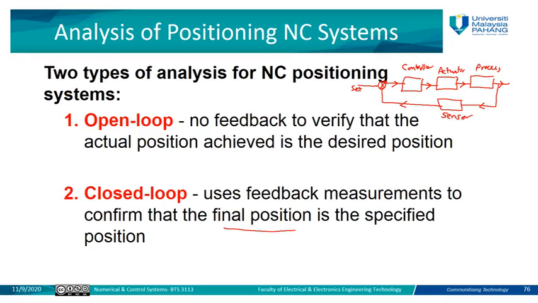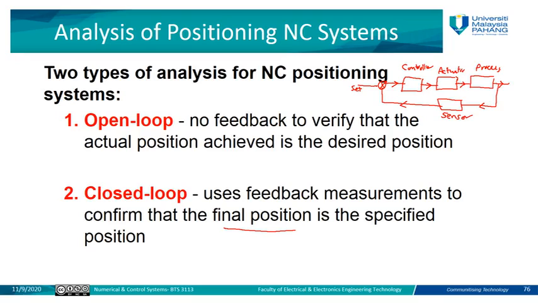So the type of the sensor here depends on what is the actual value I want to measure. In our positioning system here, the value that we want to measure is a coordinate, it is a position. So we need a sensor which can measure the position or the coordinates of the output of our system. Okay, so in this case we have what we call the closed loop.